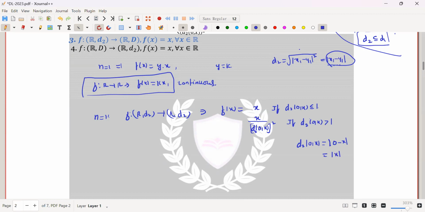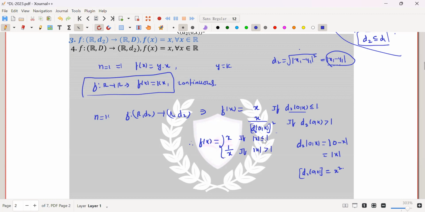So d2 of 0 comma x equal to mod x, and what does d2 of 0 comma x whole square become, sir? Mod x whole square is nothing but x square. Then substitute into this. Therefore, f of x is equal to x if mod x is less than or equal to 1, and equal to 1 by x if mod x is greater than 1. So this is the given function, right?